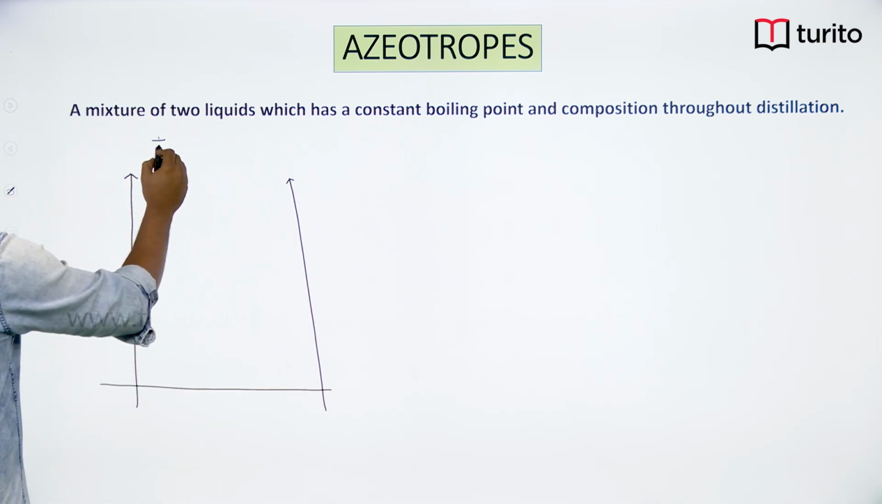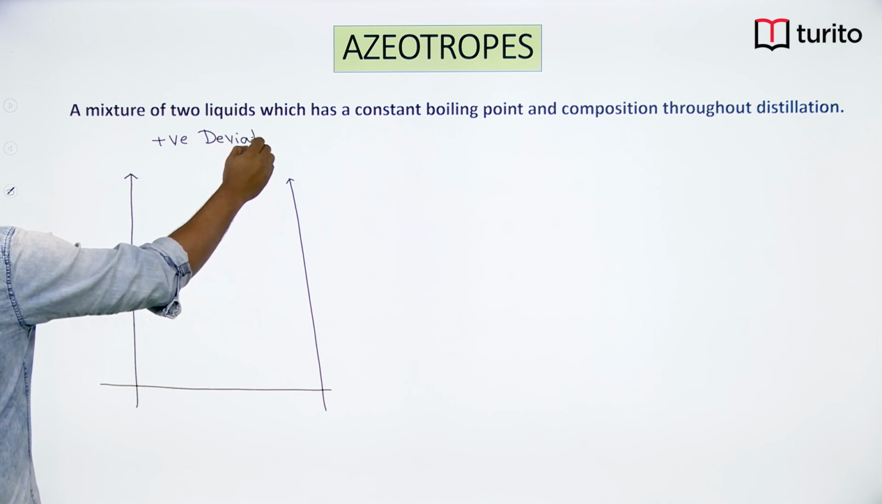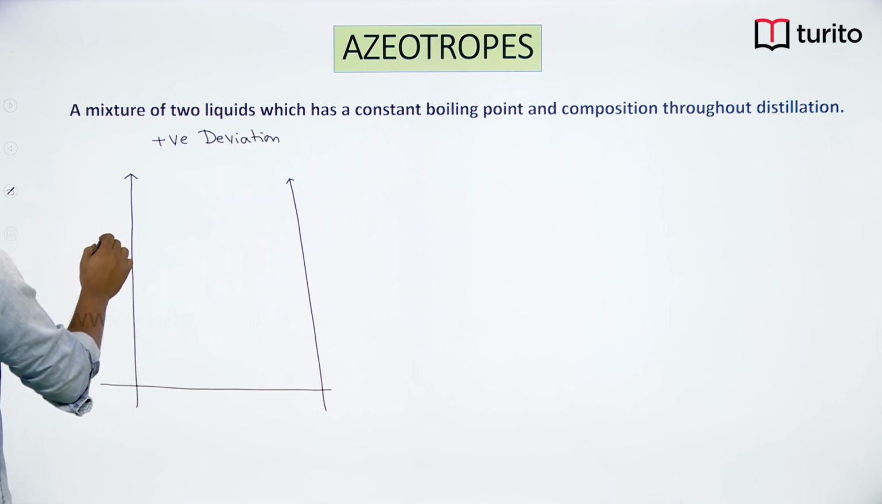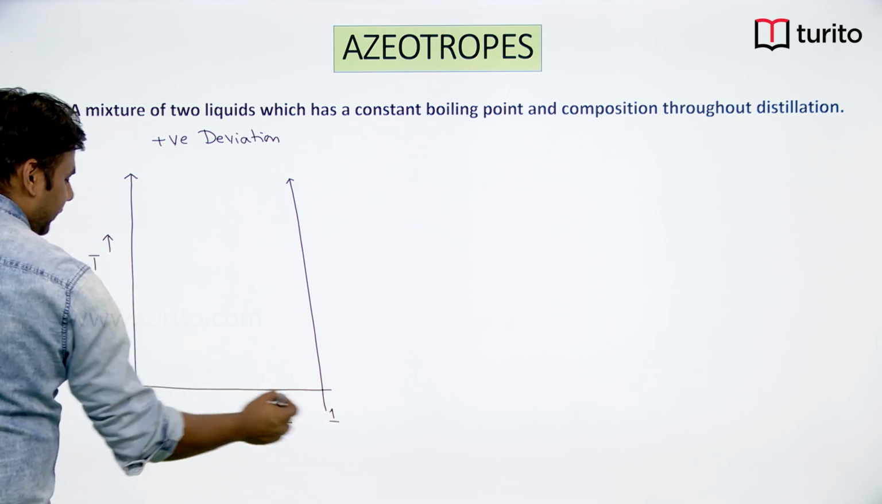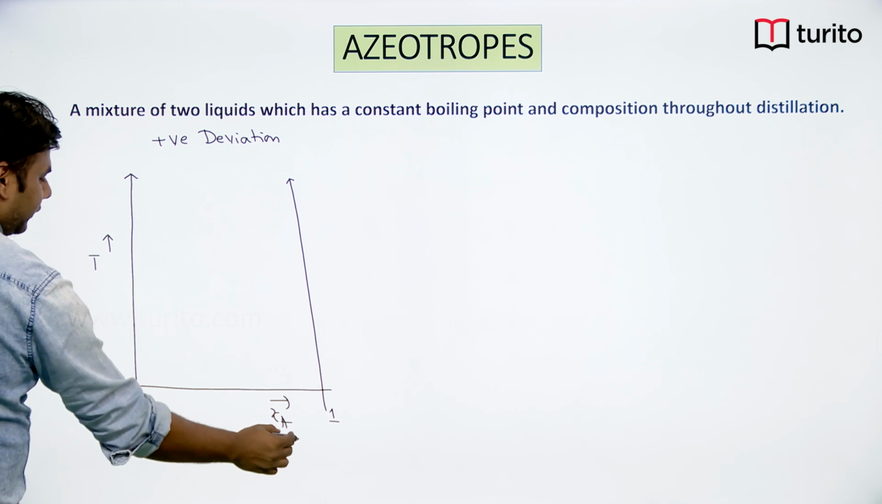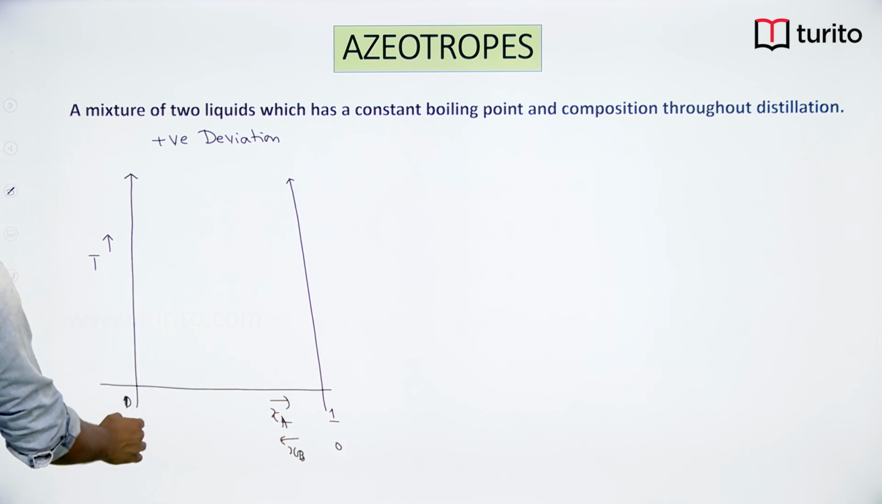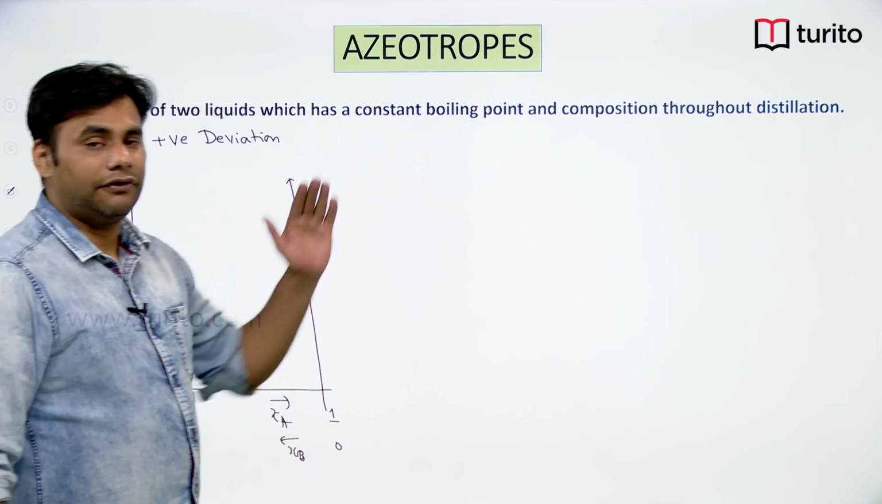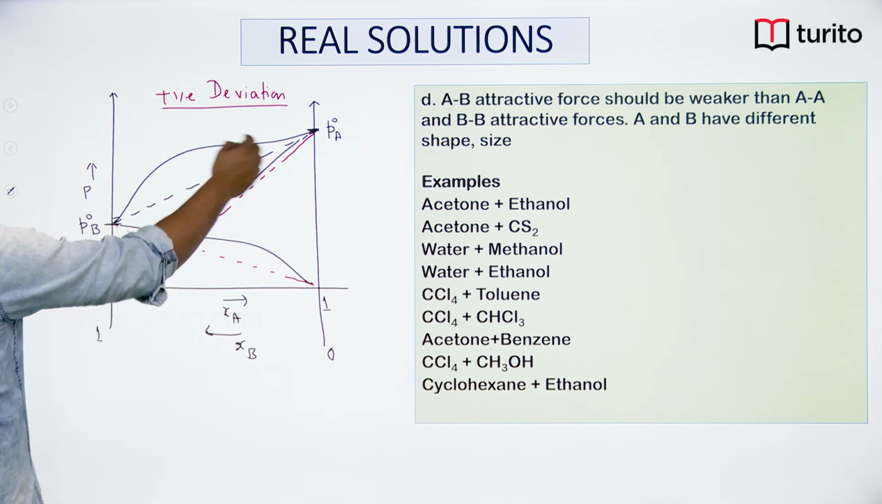So suppose we are doing it for the positive deviation solution. We know that positive deviation solution shows a maxima in the pressure versus composition graph, because the vapor pressure has increased, positive means it has increased. So the pressure versus composition graph, we see that there is a maxima over there. So we say that this was the graph.